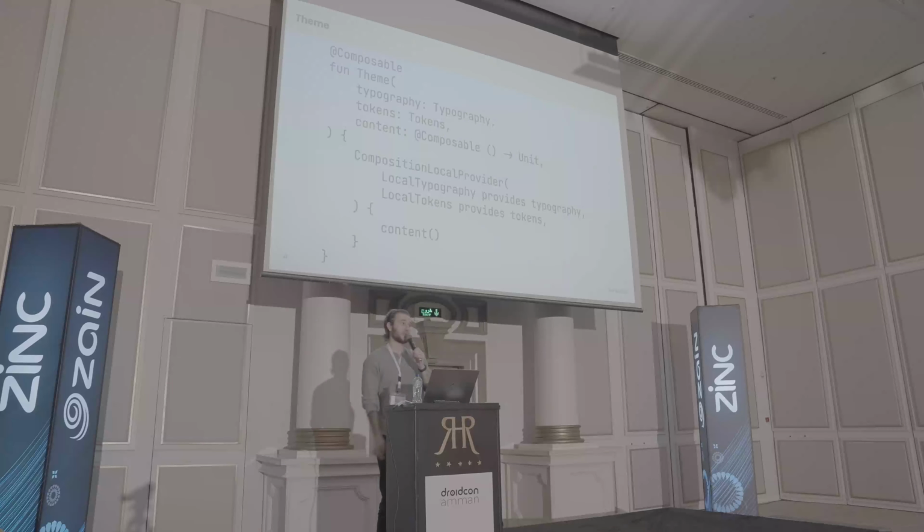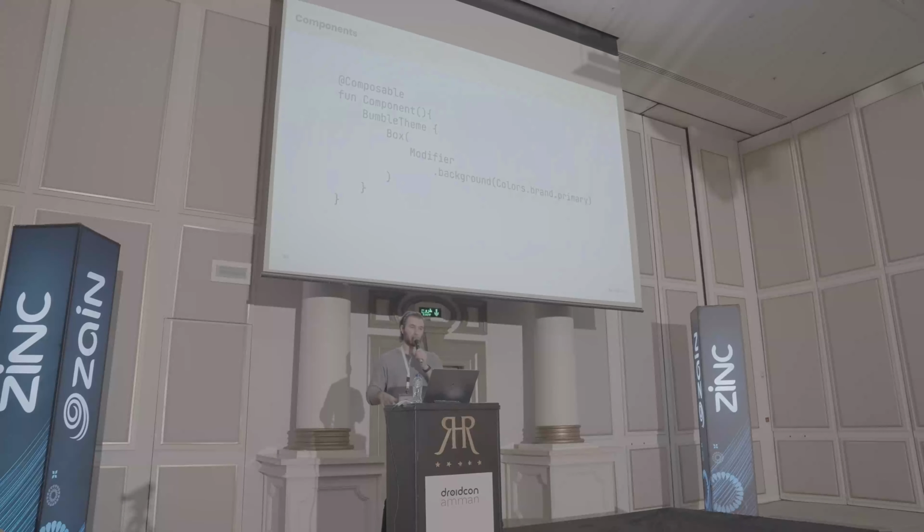Then we need to create this composable function called theme, which defines all the values and brings everything together. For this, we receive parameters of the token values for us and typography, and then we just map them using the composition local provider function. And in the end, how do we use it? We just need to define a theme which sets up all the values, and then within our component, we can access them, for example, using colors.brand.primary, and everything will be assigned correctly.